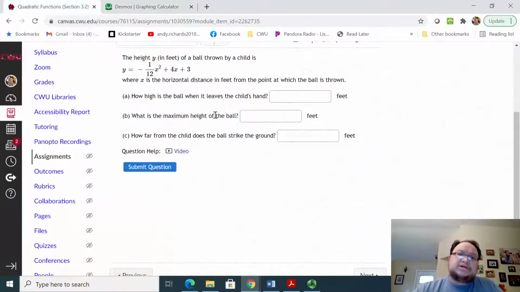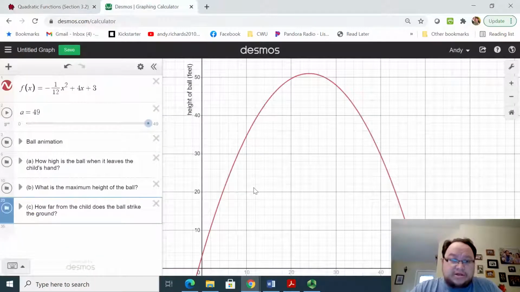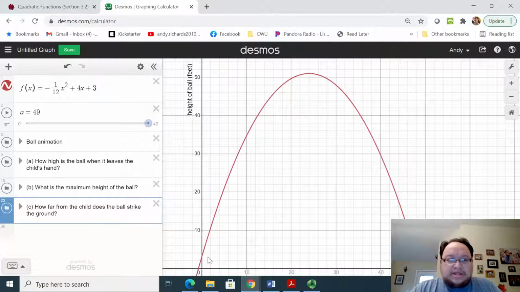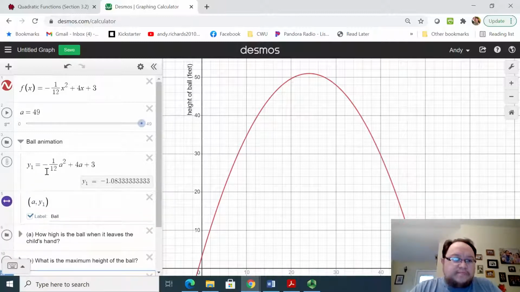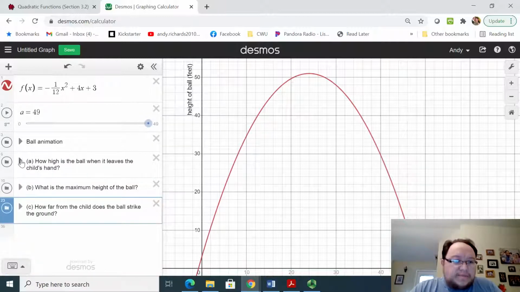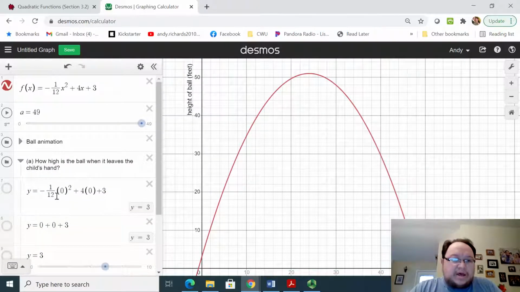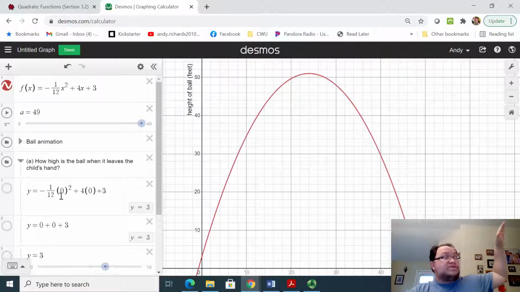Let's go ahead and get to questions. So the first one is, how high is the ball when it leaves the child's hand? If that's the vertical axis right here, and this is the moment that the ball is thrown, then this is the same as asking, when is this ball going to be 0 feet away from the child? When has it been thrown 0 feet from it? So the moment it is thrown out of the child's hand.